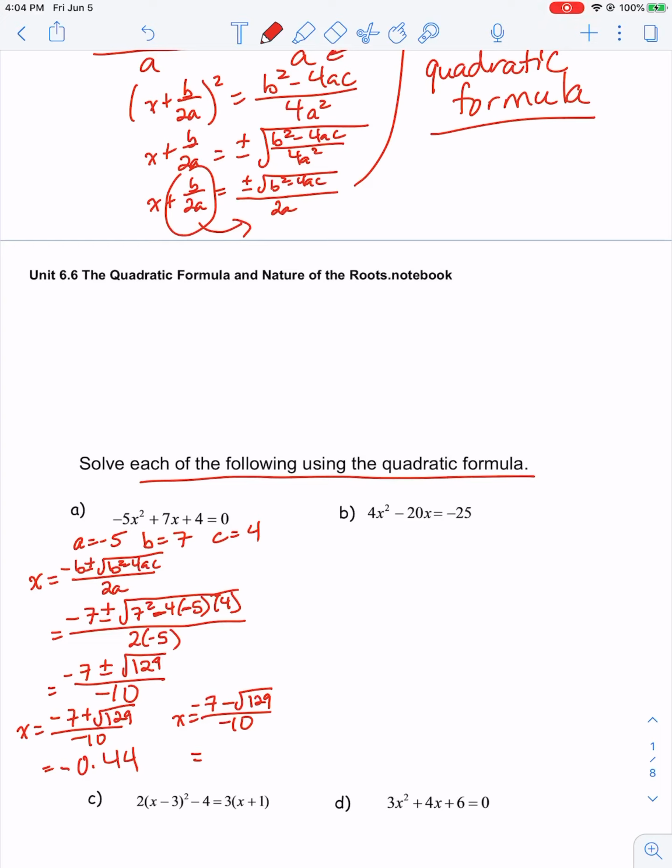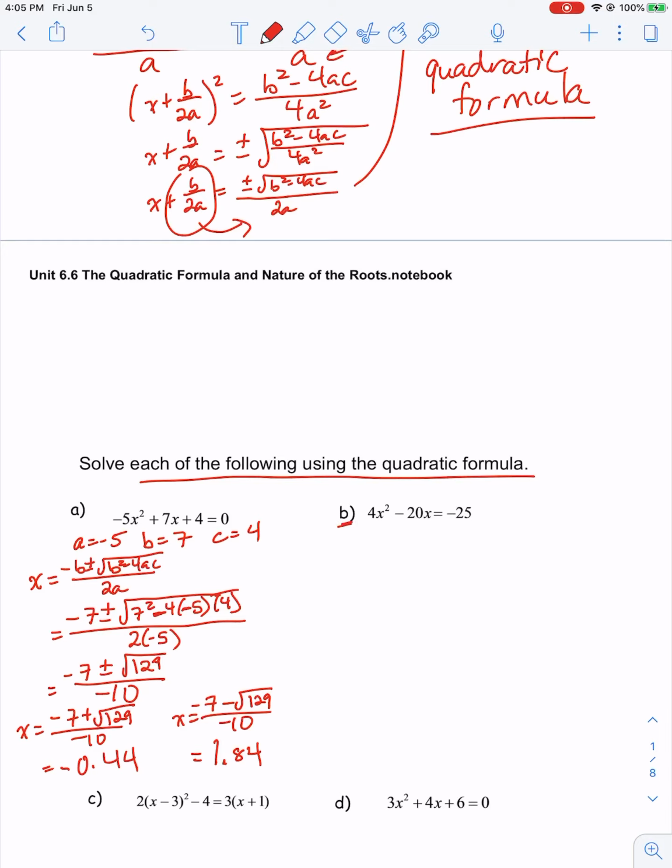For the next one, I'm doing -7 minus root 129, and I hit equals. That gives me -18.357816669. I divide that by -10, and that gives me +1.84. And those are my 2 answers. And that's all there is to it. The hardest part of this is memorizing the formula. Using the formula is pretty easy.